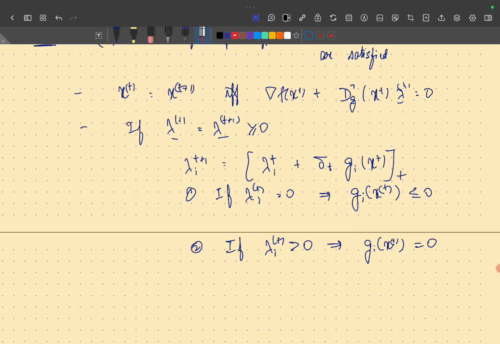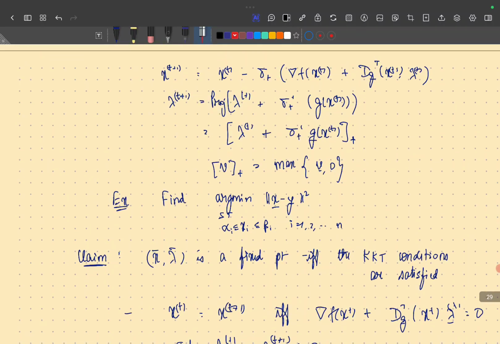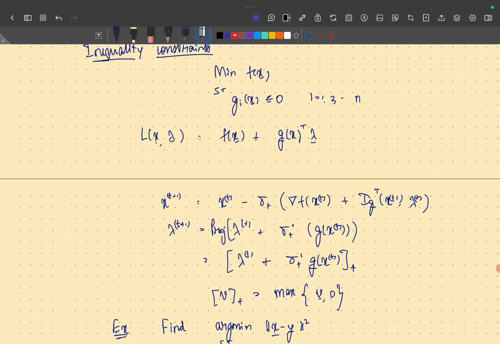You can also argue the other way around. Suppose that it satisfies the complementary slackness conditions, then this would indeed be a fixed point of this set of equations. So this algorithm is nice, this particular iterative algorithm based on gradient descent of the Lagrangian with respect to x and gradient ascent of the Lagrangian with respect to the Lagrange multipliers. If this converges, then it's guaranteed to converge to the correct solution. It's one way of solving for the KKT conditions.